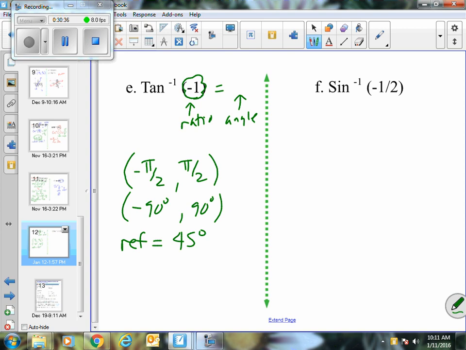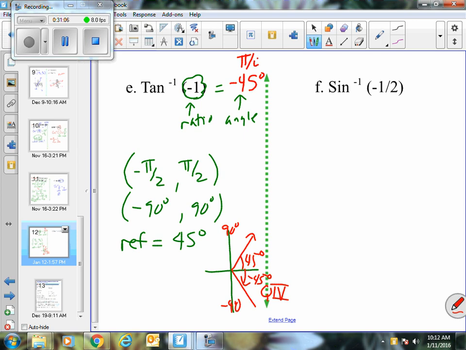But if we want -1, that has to be at a quadrant where tangent is negative. Now let's think about this. If it's positive, that means it's in quadrant 1. That would be the 45-degree angle above. Since this is negative 90 to 90, or negative pi over 2 to pi over 2, that means the one that they want has to be a quadrant 4 angle. But you got to be careful how you label it. We would call that negative 45 degrees then. We went down instead of up to get that -1 value. So you could say negative pi over 4 or negative 45 degrees.